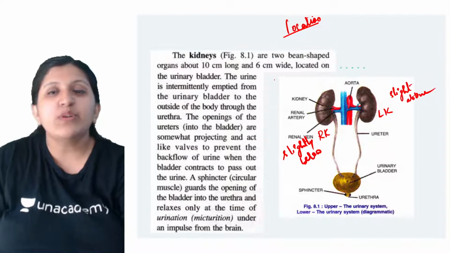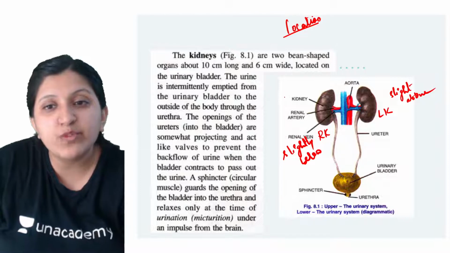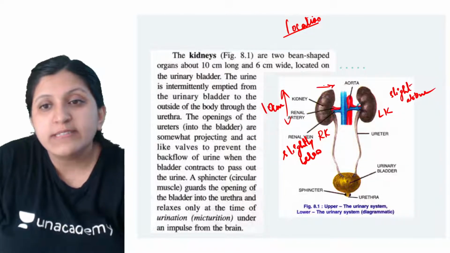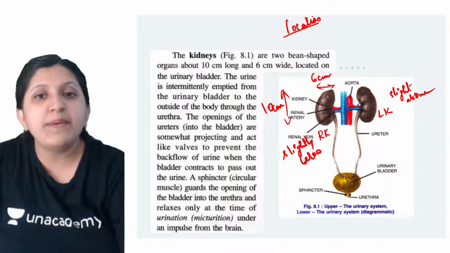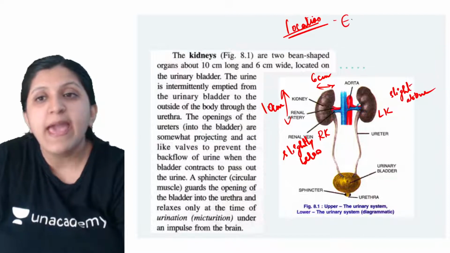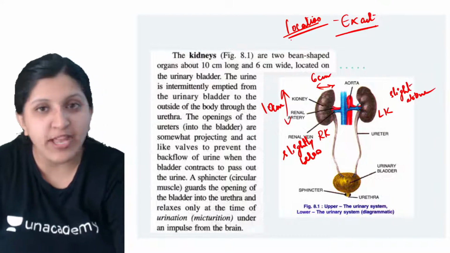All right, so now these are two bean shaped organs. What is the length of them? This is about 10 centimeter long and 6 centimeter wide. And these are basically located on the urinary bladder. The exact location you need to mention, the one which is given in your textbook.